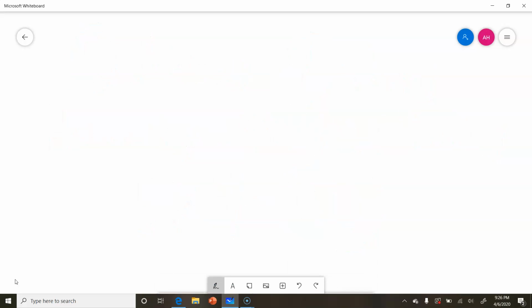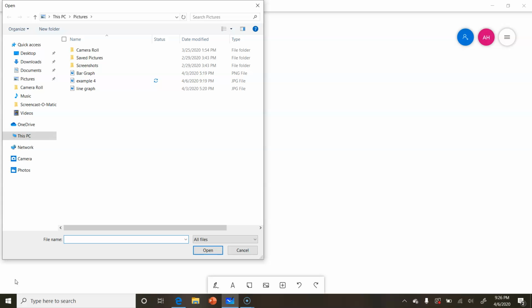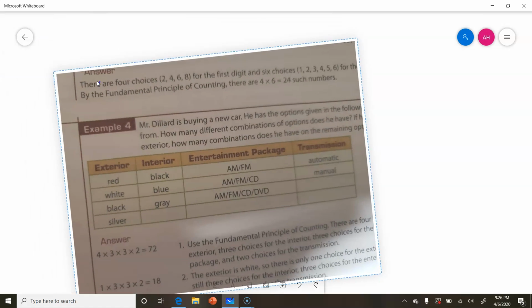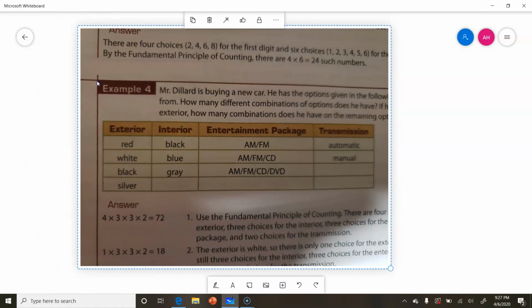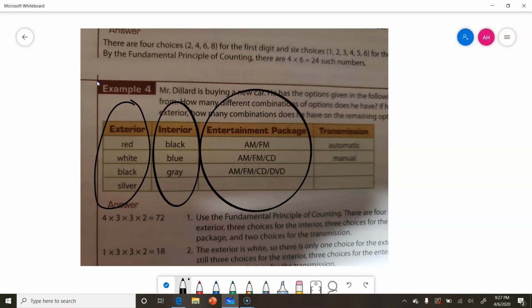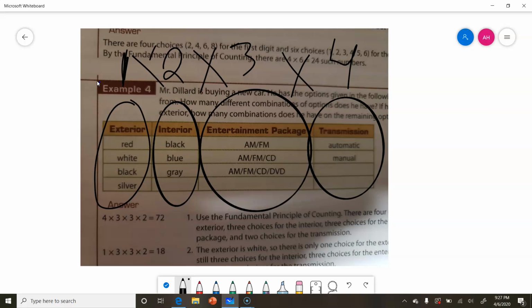Now I'm going to insert this picture. This is on page 421, this exact example. Okay, so if you see it, it says example 4. So what happens if they give you something that looks like this, and they say you get to choose an exterior, an interior, an entertainment package, and then, so this is like for choosing a truck, and then you get to choose automatic. Okay, you can see right here, all that I want you to think of this as is a bin. This is bin 1, bin 2, bin 3, and bin 4. And all we do is multiply them together, however many are in each one.